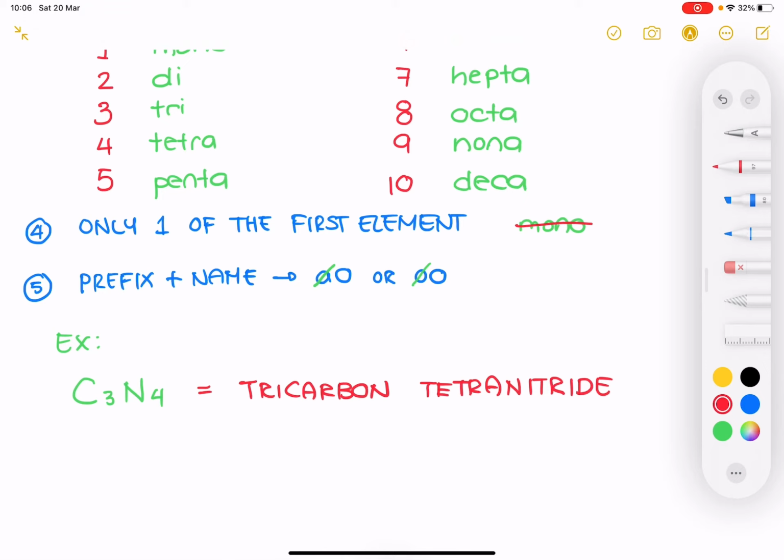Okay? Another example, if I have PCl5. Okay, I only have one phosphorus. I don't need to say mono, so I'll just write phosphorus. I have 5 chlorine. I'd say pentachloride.